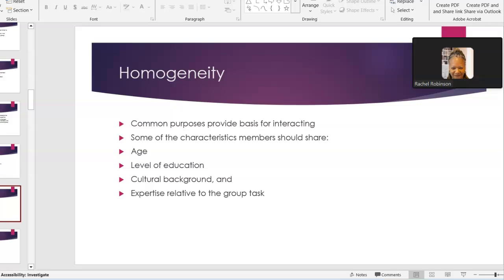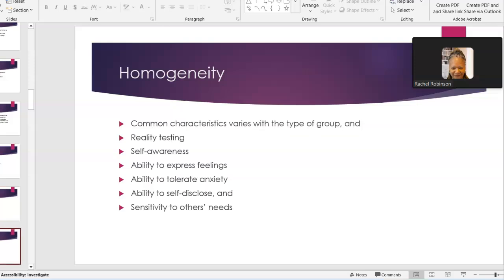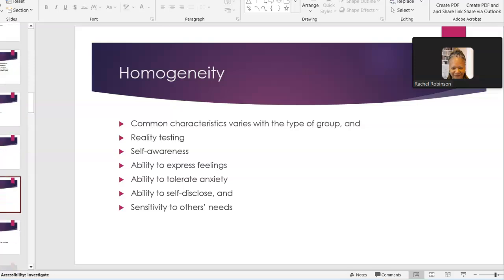So once again, invite Nancy to look back at the potential members that she is interested in working with to see if they have those things in common. So common characteristics vary with the type of the group. So these are some of the things that go into looking at homogeneity within the group.